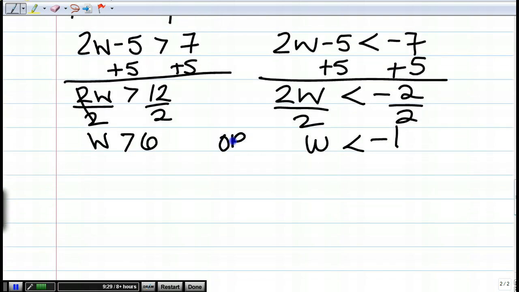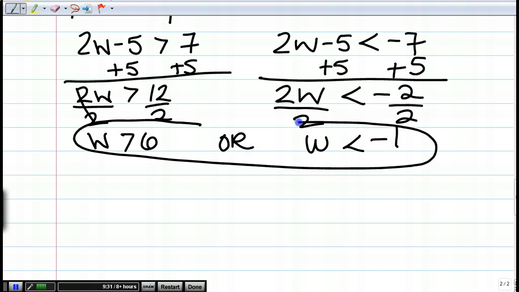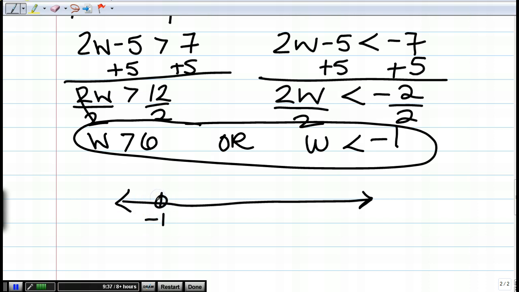So here's your or, and you write it with the word or, and then you would graph it. You're going to have -1, open circle, and it's less than. You're going to have, let's put 0 here, 6, open circle, and it's greater than 6. So when you go to highlight this, it does look like an or.